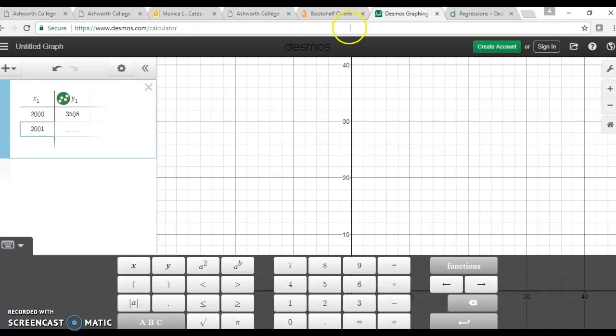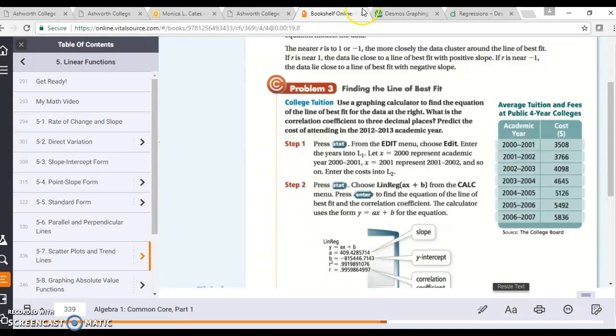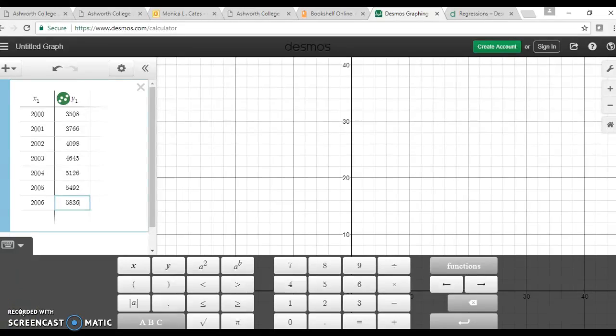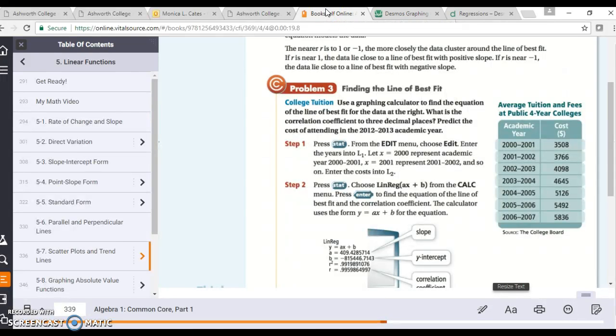2001 represents 3766, then 2002. Okay, I'm sorry about that. I went ahead and just plugged it in, hit pause and plugged it in, so it didn't take that much of the video time up. Okay, so we did everything just like they did.